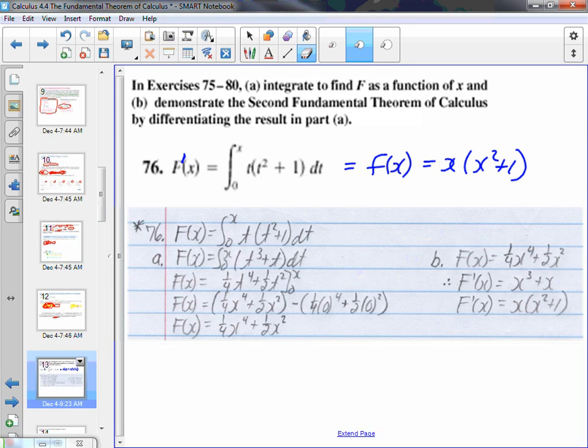Okay. So, look how much easier, and this is the point of a problem like this. Look how much easier doing that is than doing that. Okay? So, learn the second fundamental theorem of calculus, know it, love it.